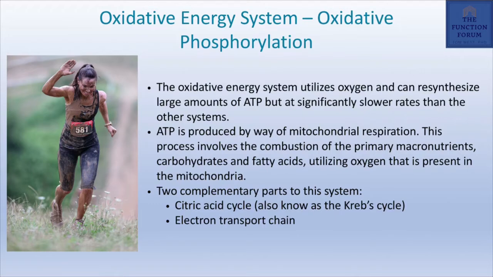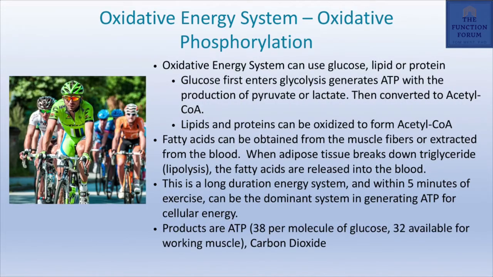The second portion of the process is called the electron transport chain, which is going to utilize some of the byproducts of anaerobic glycolysis as well as the citric acid cycle to further produce an additional amount of ATP molecules. So the oxidative energy system can use glucose, can use lipids, can use proteins to make more ATP.